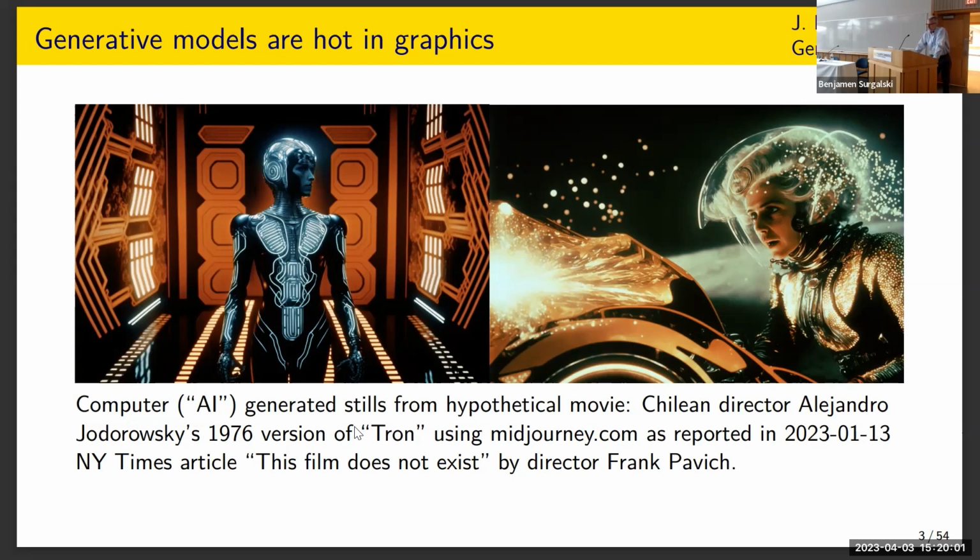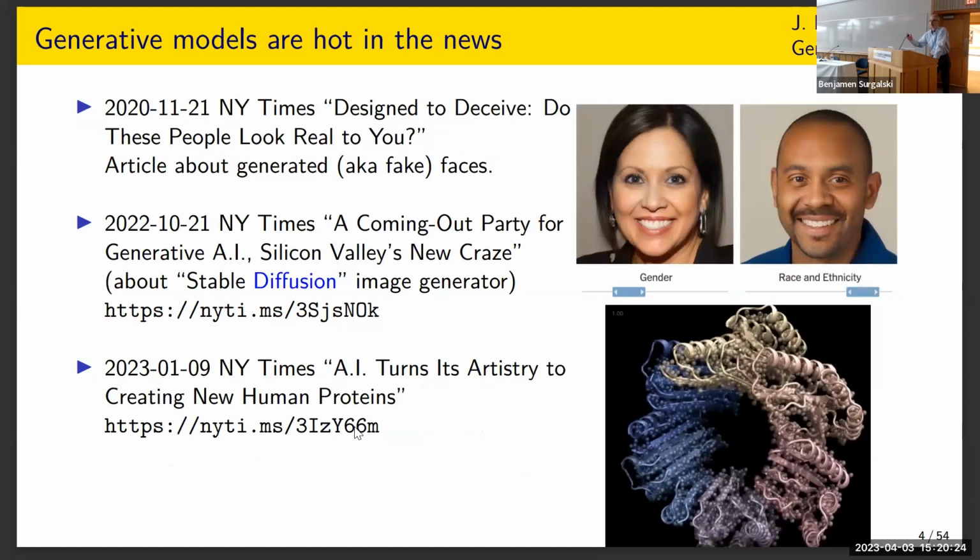Frank Pavich, who wrote this opinion piece, said he wants to see this movie, but it doesn't exist. These are just computer-generated stills from that movie. And he went on to say in the article, if this had been a real movie, I would be nominating the costume designer for an Academy Award for costume design. So this is just an example of generative models in the popular press. Here are some more articles from the New York Times talking about generative models making faces with various characteristics, and about some other things you can do with generative models, including even synthesizing new proteins.